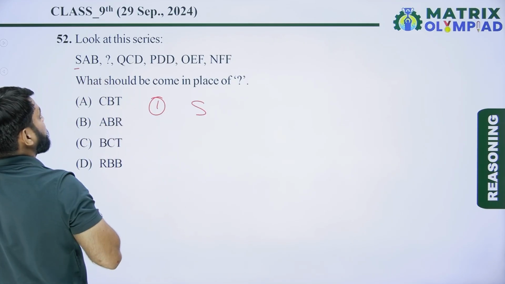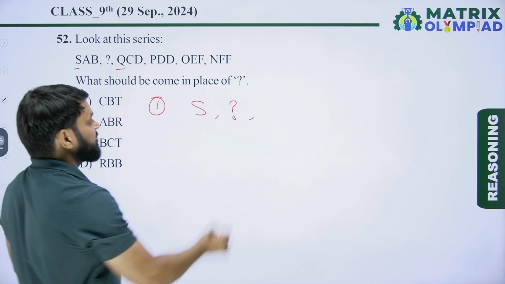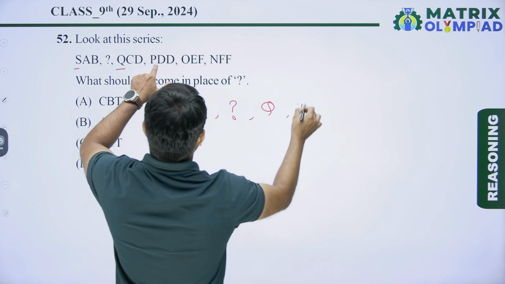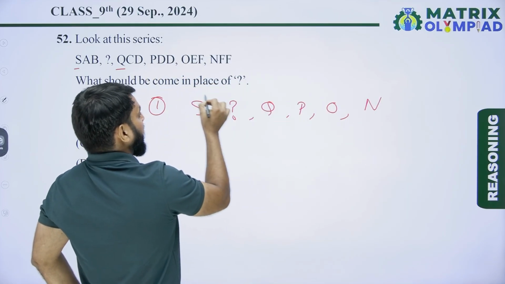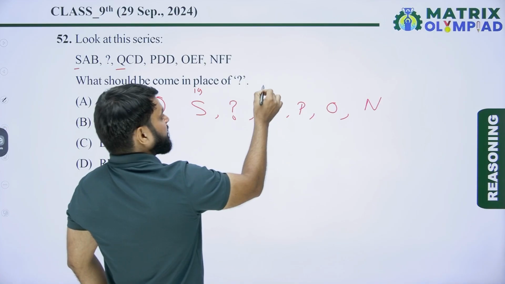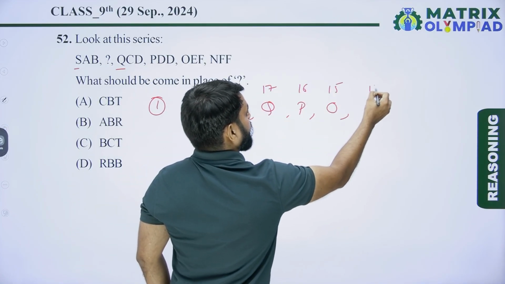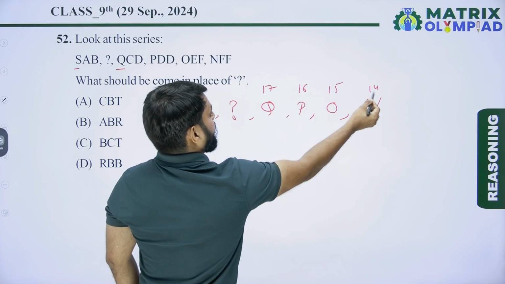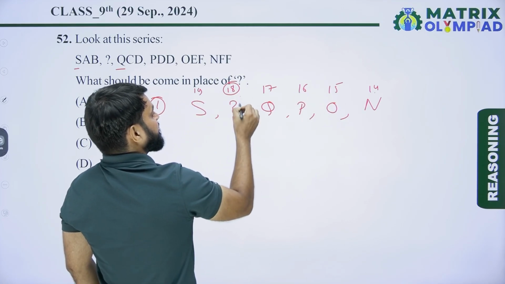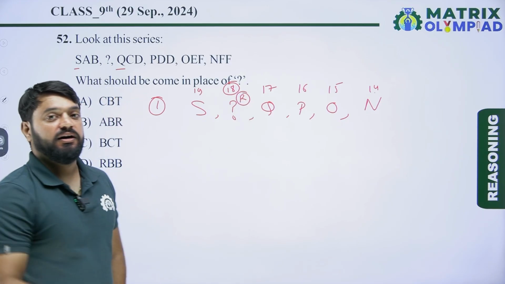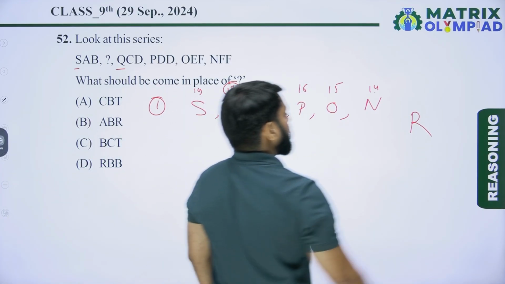The first letter of the first term is S. Second is missing. Now the first letter of the third term is Q. Next is P. Next is O. Next is N. So S means 19, Q means 17, P means 16, O means 15 and N means 14. 14, 15, 16, 17. Now next is 18. 18 means R. So the first missing alphabet is R.